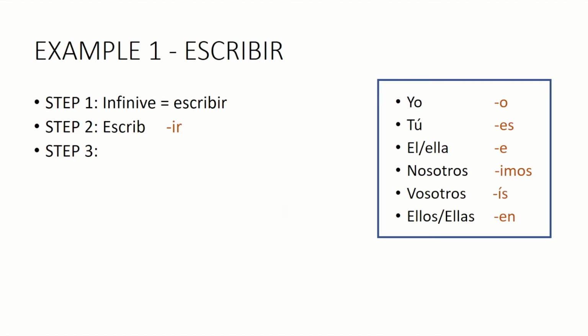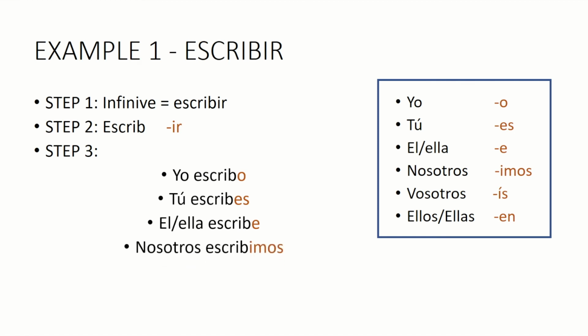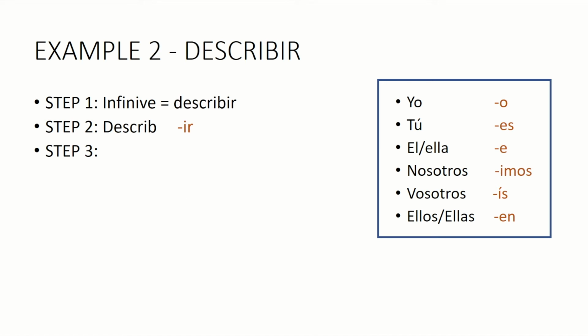Step number 1, infinitive, escribir. Step number 2, we drop the last 2 letters. Step number 3, add the endings. So it'll be yo escribo, tú escribes, él o ella escribe. Nosotros o nosotras escribimos. Vosotros o vosotras escribís. Ellos, ellas escriben. So example number 2 is describir, which is describe, which is very similar to English words, which are cognates.